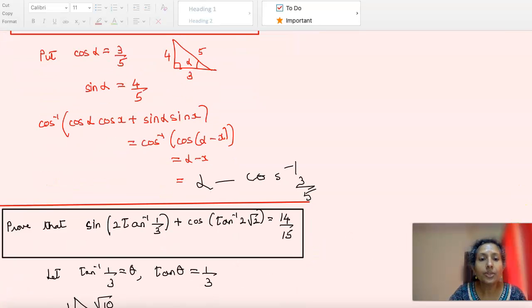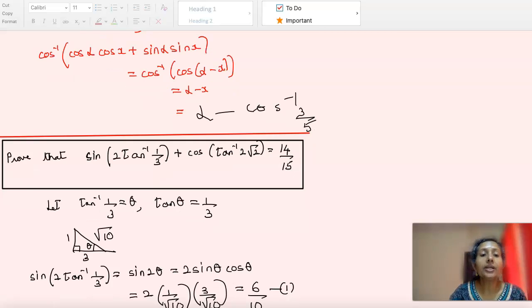Okay. Coming to the next question, prove that sine of 2 tan inverse 1 by 3 plus cos tan inverse 2 root 2 is 14 by 15. Now let tan inverse 1 by 3 be theta. So tan theta is 1 by 3. So again I take a right angle triangle. Tan is opposite side by adjacent side. So the hypotenuse becomes root 10 by Pythagoras theorem.